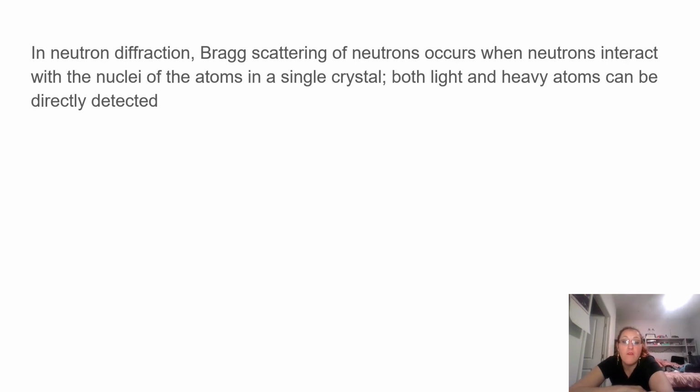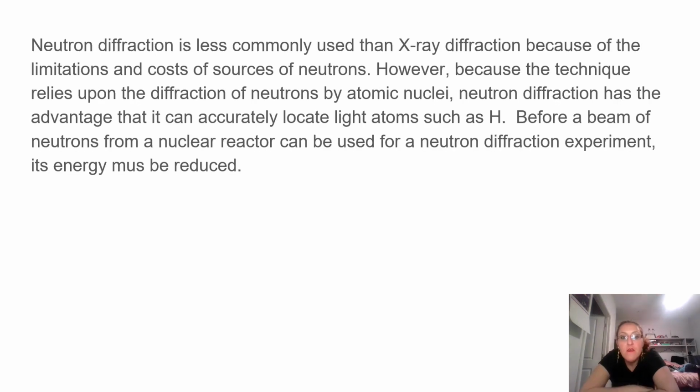In neutron diffraction, Bragg scattering of neutrons occurs when neutrons interact with the nuclei of the atom in a single crystal. Both light and heavy atoms can be directly detected. Neutron diffraction is less commonly used than X-ray diffraction because of the limitations and costs of sources of neutrons. However, because the technique relies upon the diffraction of neutrons by atomic nuclei, neutron diffraction has the advantage that it can accurately locate light atoms such as hydrogen.